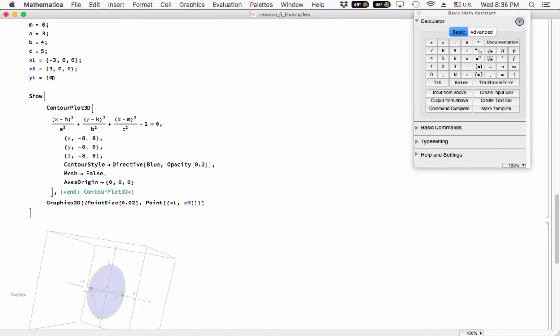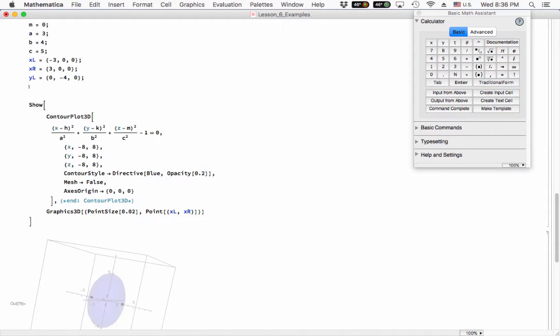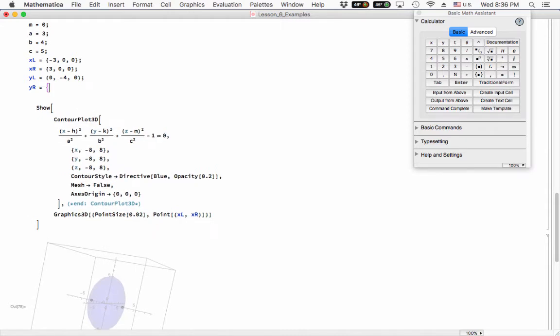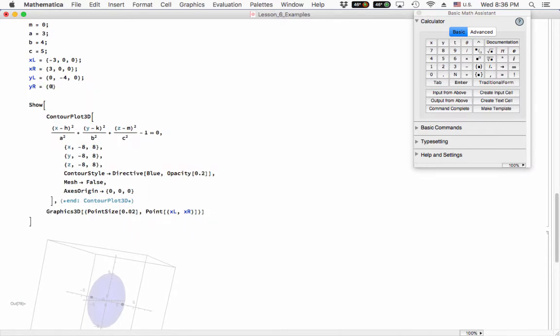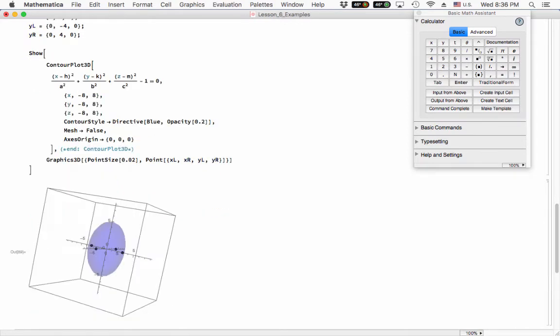to find that the left and right y intercepts are at -4 and 4, and I just set x equal to 0 and set y equal to 0. So this would be 0, 4, 0. And we could go ahead and graph those points. So let's go ahead and graph those. This is y, L, and y, lowercase y, capital R.